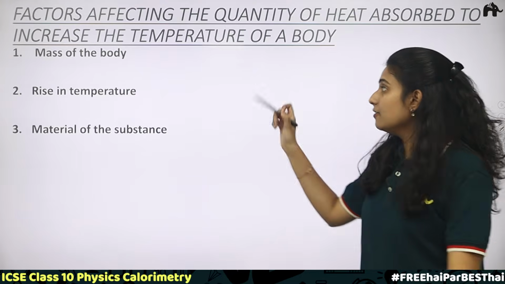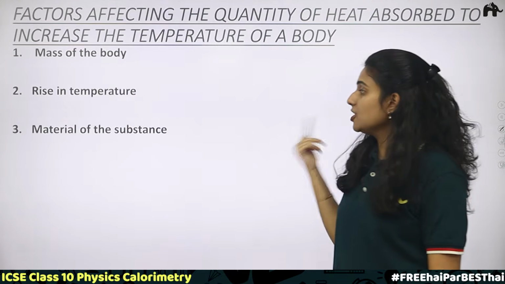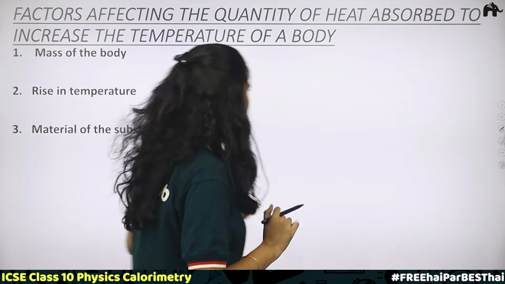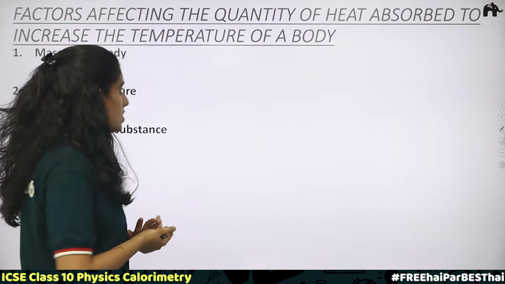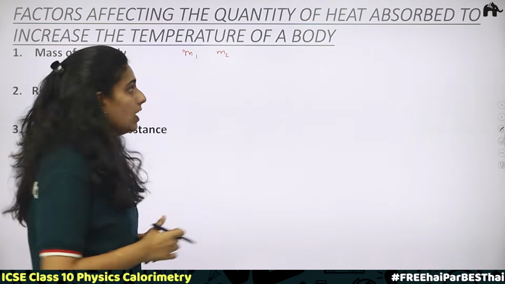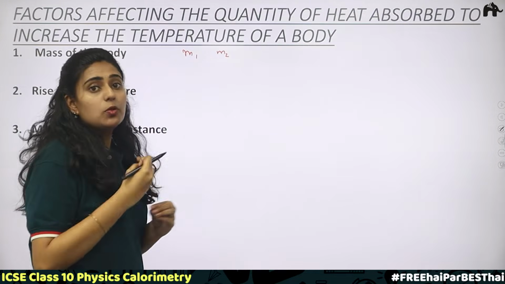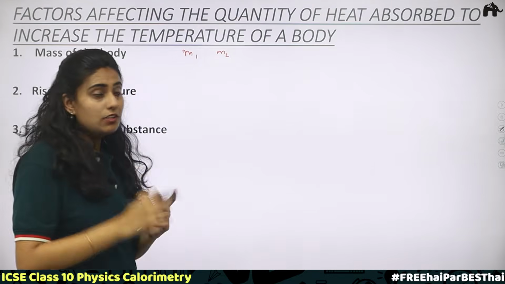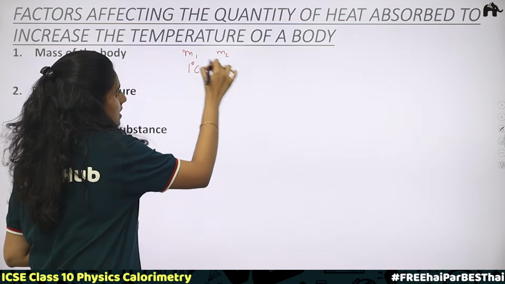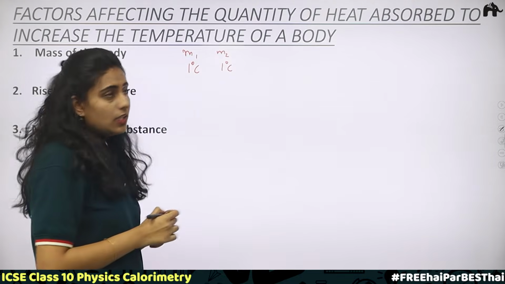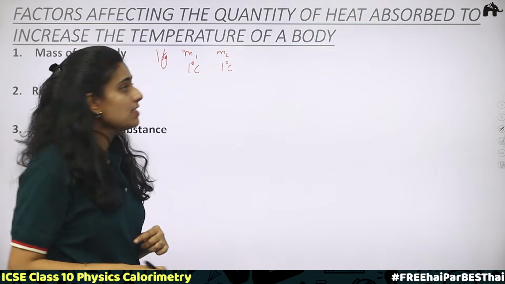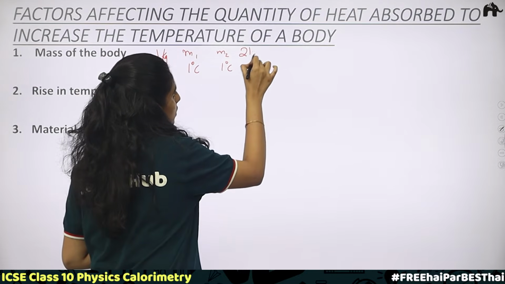Factors affecting the quantity of heat absorbed to increase the temperature of a body. There are 3 factors. First, the mass of the body. Second, rise in temperature. And third, material of the substance. Mass of the body: consider 2 bodies made of the same substance with masses M1 and M2, 2 different masses. The heat energy absorbed by both these bodies will be different even though the temperature rise is the same. For example, let's say 1 degree Celsius is the rise in temperature. Here we have taken 1 kilogram of mass and here it is 2 kilograms of mass.